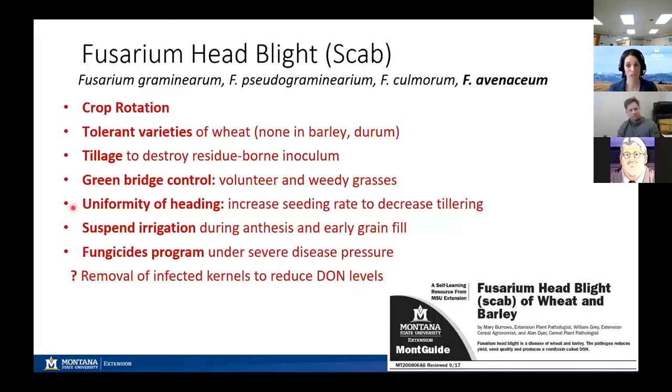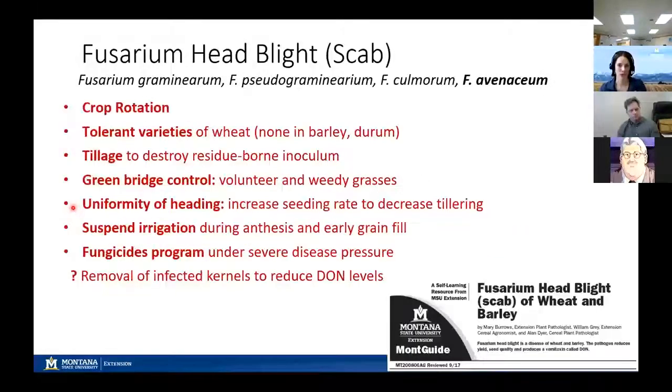If you're doing irrigated production with barley, for example, you want to consider suspending irrigation during the time of flowering until early grain fill to really reduce that risk. And as I mentioned before, should it be a year where risk is high, consider using fungicides, and I will talk a little bit about which fungicides and when are most suitable. Again, here a quick reference to our Fusarium head blight MontGuide, which details a lot of the information I'm talking about today, black on white for you to read up again at home.